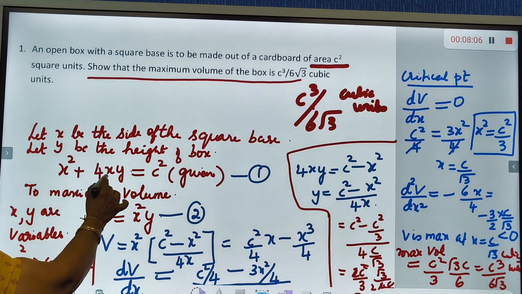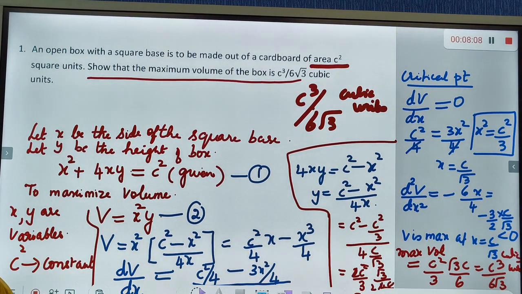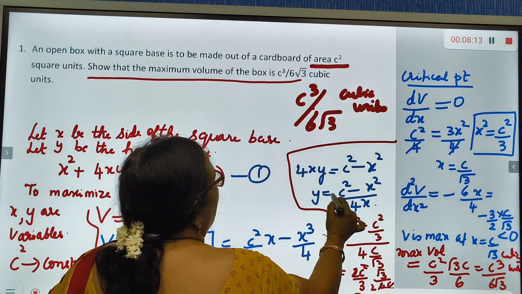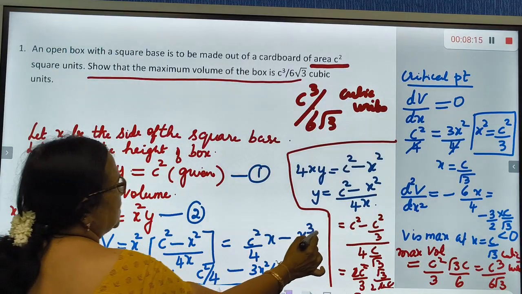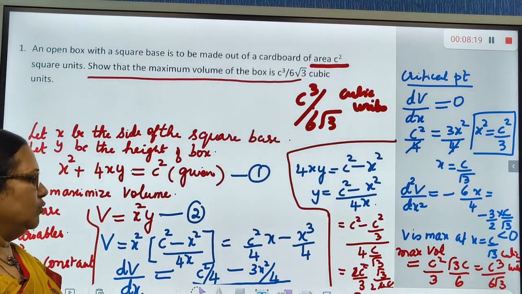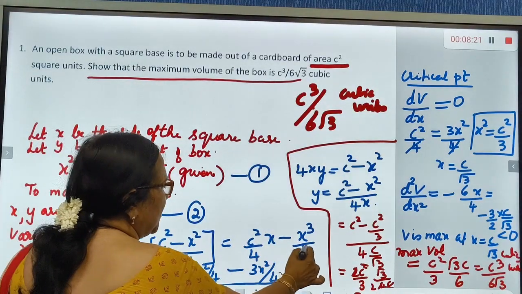So from here, write down what is y. 4xy is equal to c square minus x square. So y is (c square minus x square) by 4x. Substitute back this value for y in the volume. Then this is the expression we get.